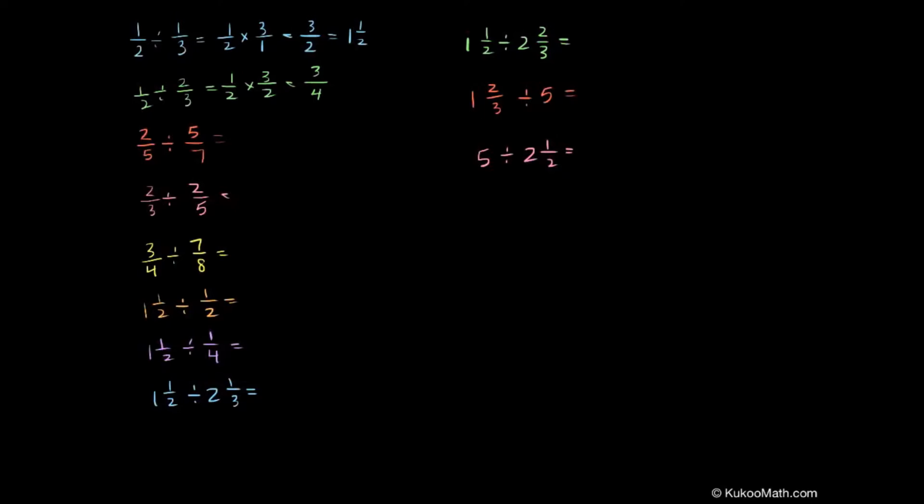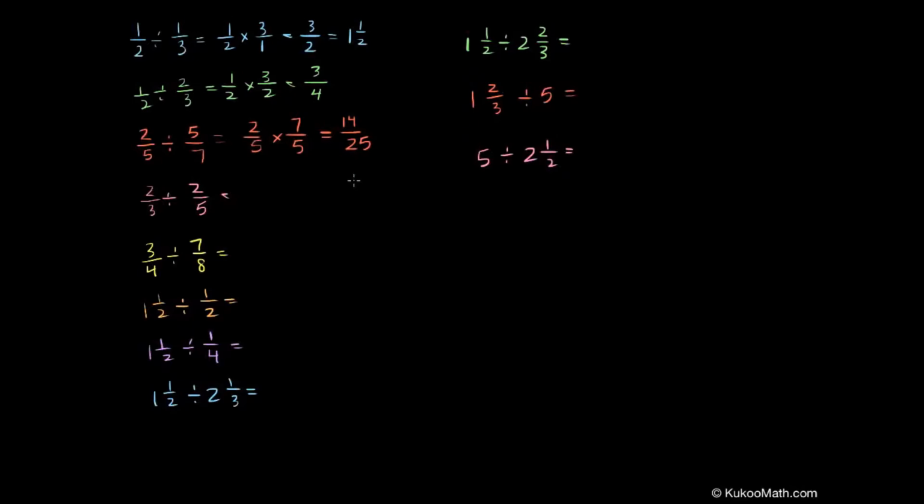Now, our next problem is 2/5 divided by 5/7. So let's, again, change it into a multiplication problem. 2/5 times 7/5. And now, since there's nothing to simplify, let's just multiply across. 14/25. And that is our answer.